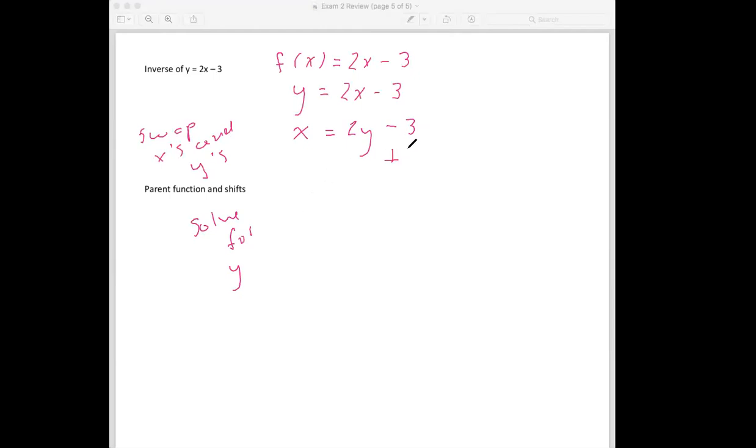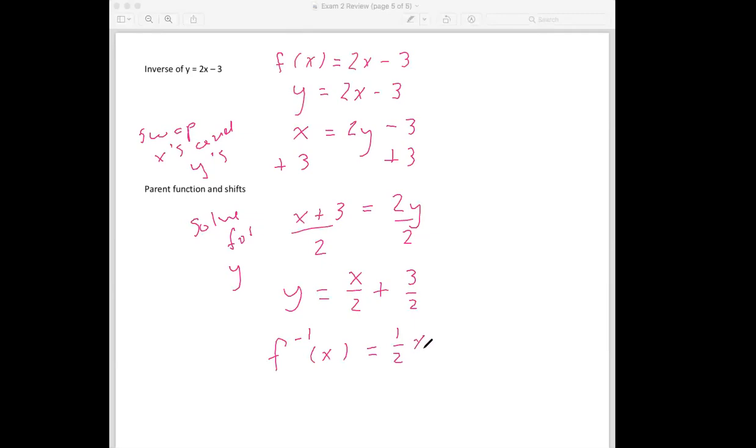So we add 3 to both sides. You get x plus 3 equals 2y. Let's see, divide both sides by 2. And you get y equals x over 2 plus 3 over 2. And finally, you replace y with this notation. f inverse of x equals a half x plus 3 halves.